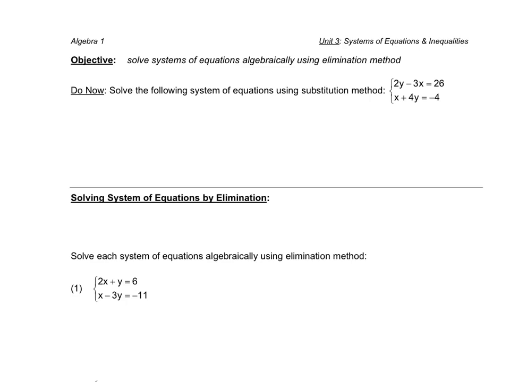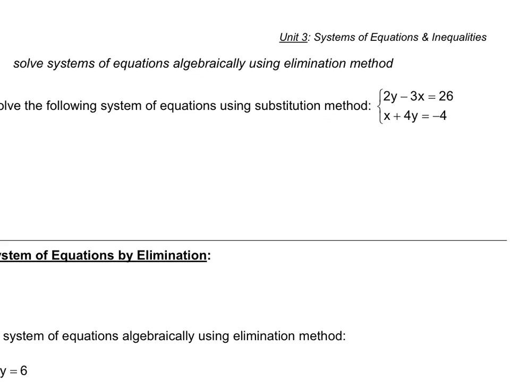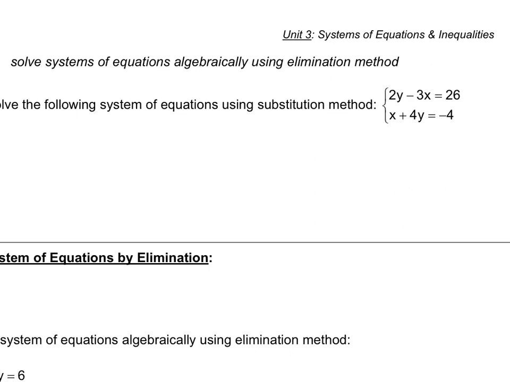Okay, so we'll start with the do now problem. We're solving it by substitution. So let me take what I deem to be the easier of the two equations and work with that first. So we have x plus 4y equals negative 4. I need one equation somehow to be solved for one of the two variables, whatever's easier. So in this case, I want to solve for x.